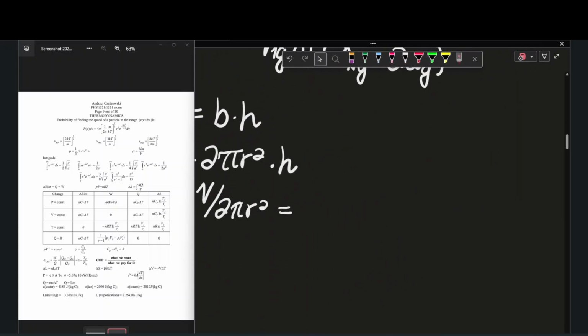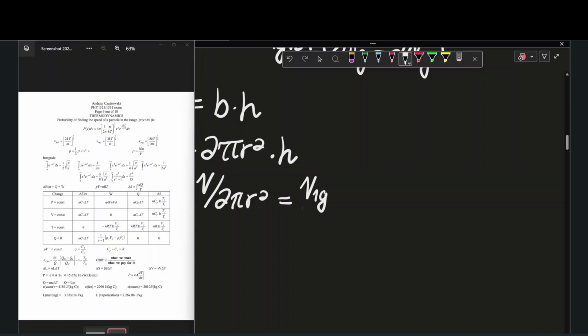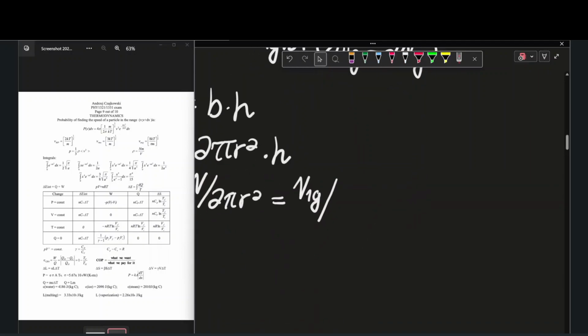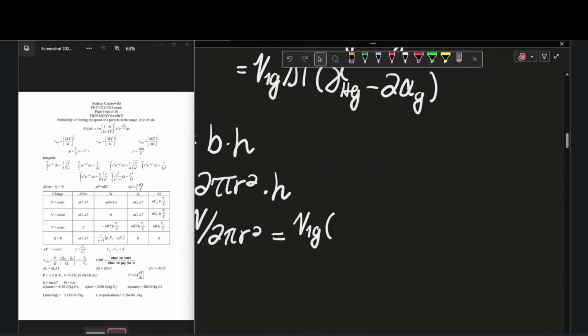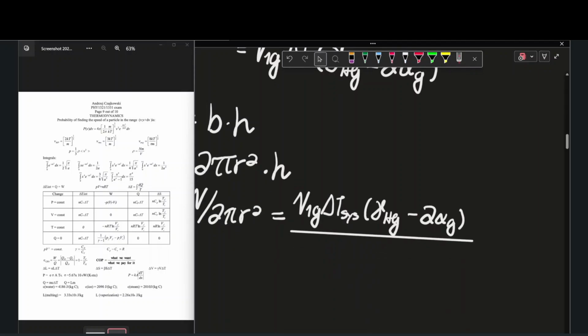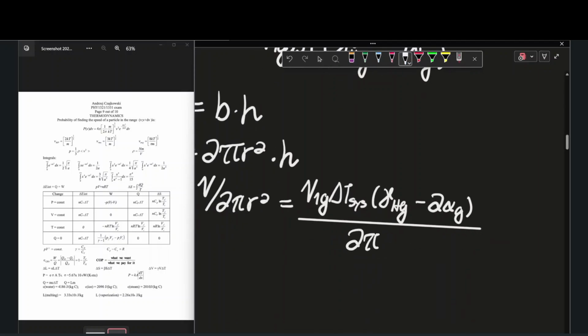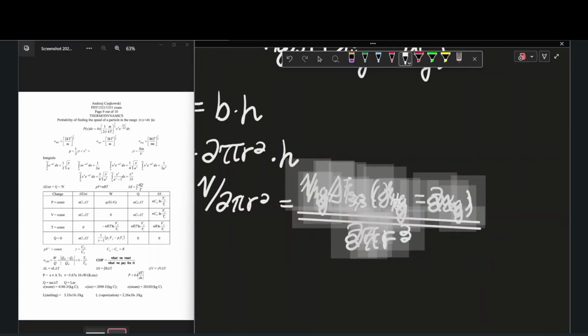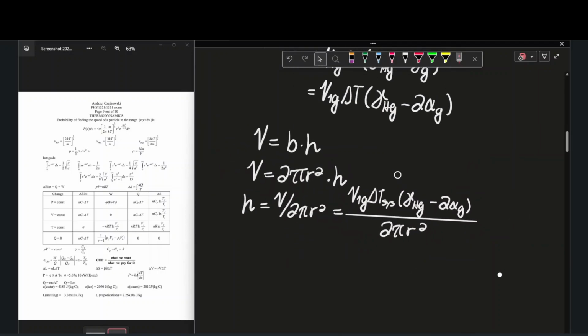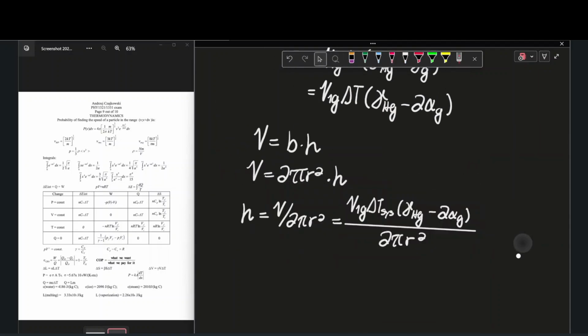So let's substitute that back in. And we get V1 times the change in temperature of the system times the gamma of Hg minus 2 alpha of glass. And of course, this is all over 2 pi r squared. Awesome. So this would be our final equation for figuring out h, and all you'd have to do is plug in values.